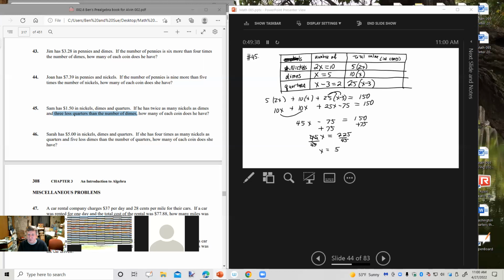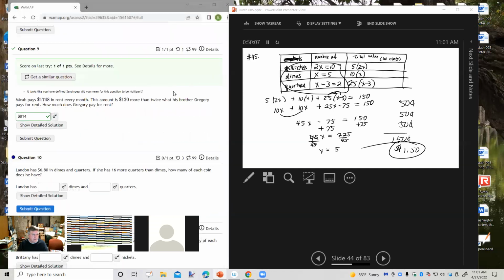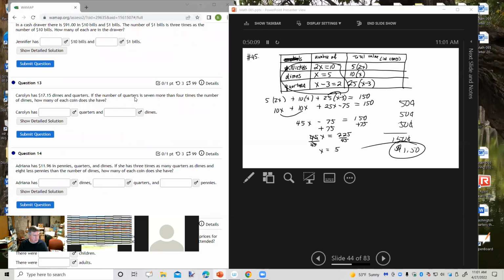Let's see if this holds true. 2 quarters would be 50 cents. 5 dimes would be 50 cents. And 10 nickels would be 50 cents. That adds up to 150 cents or $1.50. So there's your answers. 10 nickels, 5 dimes, 2 quarters. Any questions about that? Okay.